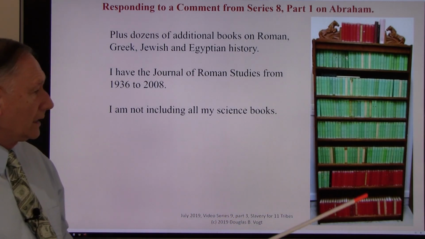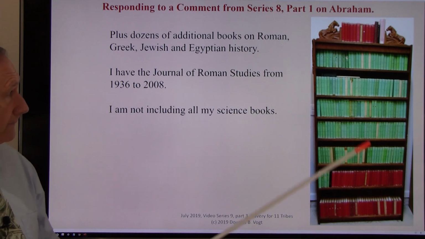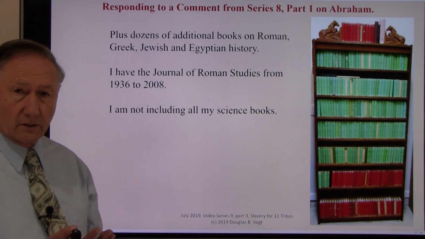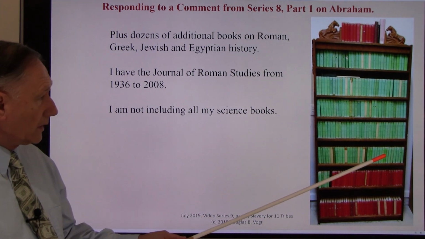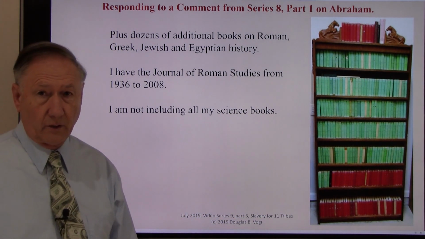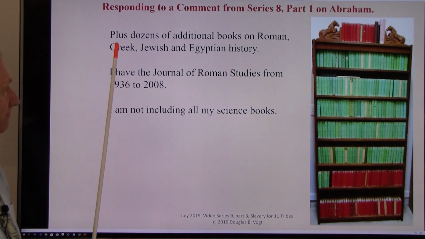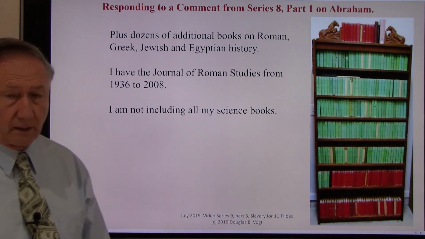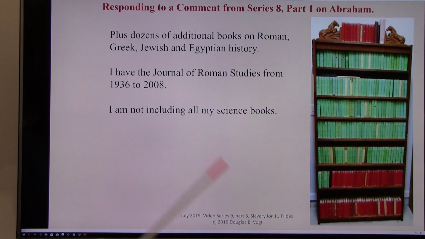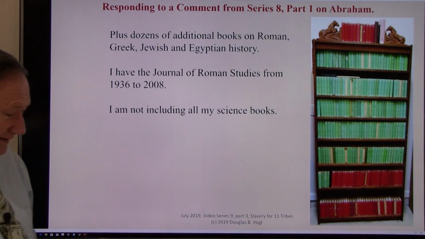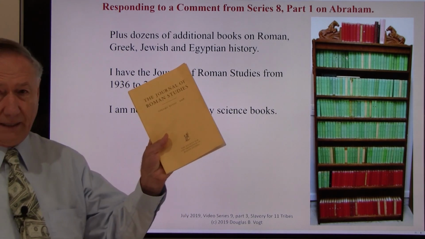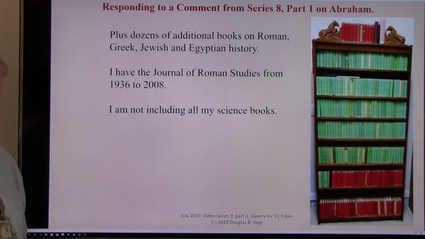This is part of my library. This is the Loeb Classics, Valerie. The red books are in Latin. The left-hand side is Latin, the right-hand side is the English translation. And these are all the Greek volumes. I have a little less than 180 of those. I have maybe 100 books on Roman, Greek, Jewish, and Egyptian history, at least 100 and something. I have the Journal of Roman Studies from 1936 to 2008, all inclusive. They even published during the war years.